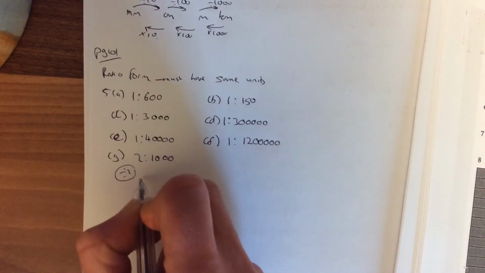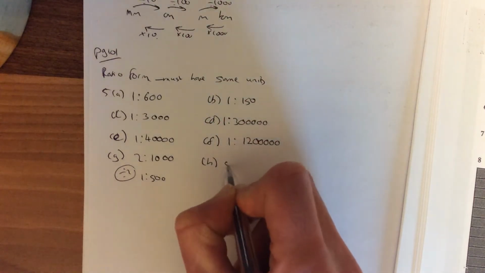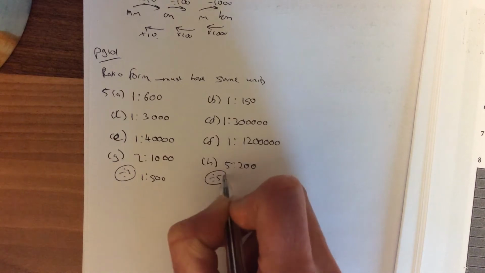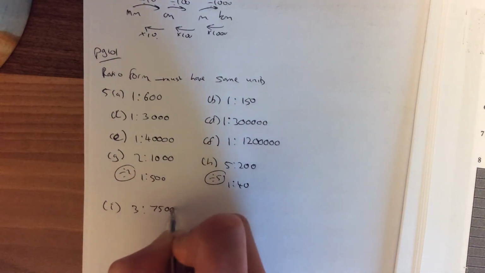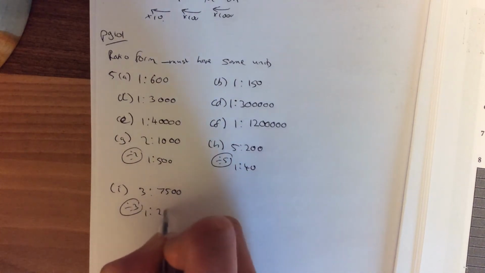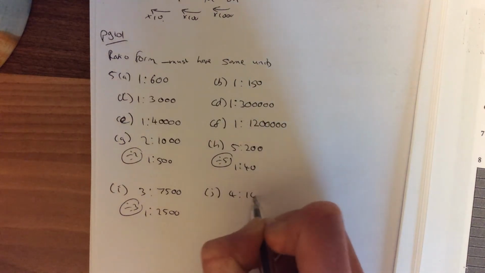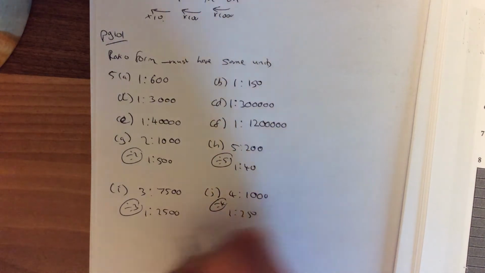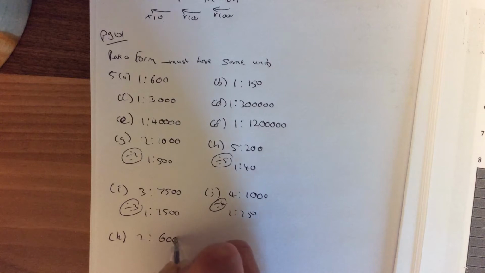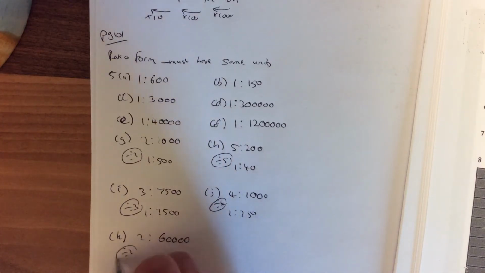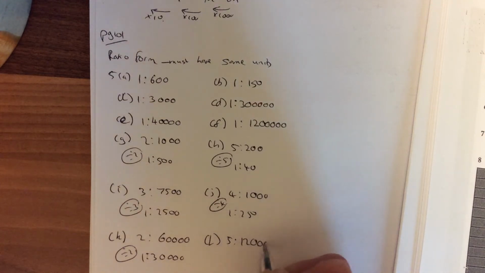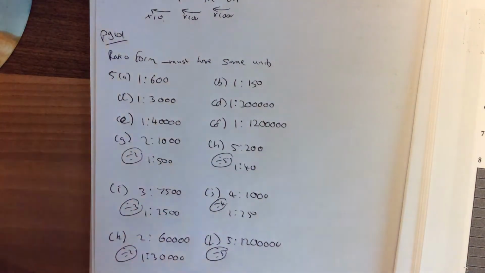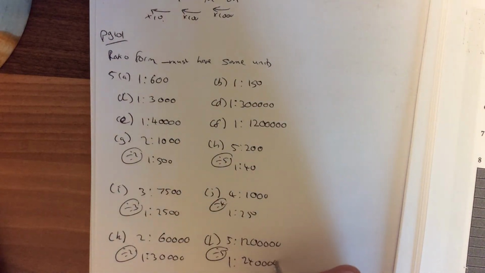Now, you would be expected to cancel that down, so it's 1 to 500. H, 5 centimetres to 2 metres. You would be expected to cancel that down by 5, 1 to 40. Part I, 3 centimetres to 75 metres, again put that into centimetres, and you would be expected to cancel down. Divide by 3. J, 4 centimetres to 1 kilometre, divide by 4, 1 to 250. K, 2 centimetres to 600 metres, which is 2 more zeros on to put into centimetres, and divide by 2, 1 to 30,000. And L, 5 centimetres to 12 kilometres, again putting that into centimetres, and dividing that by 5, you get 1 to 240,000.